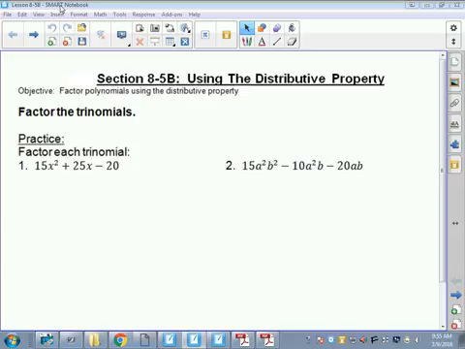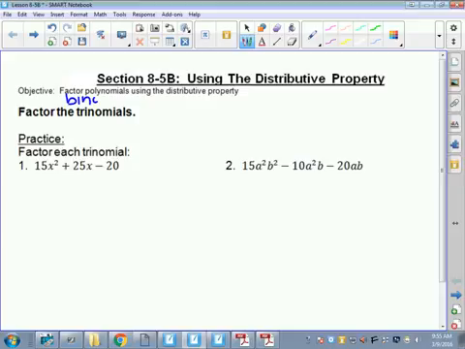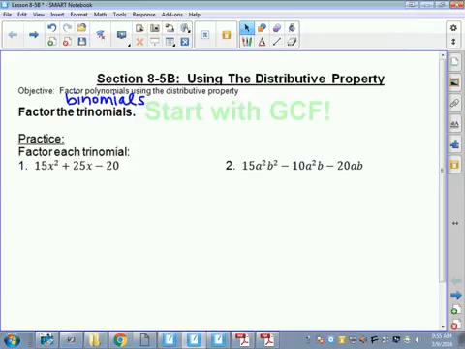A couple examples right here at the top, because notice everything that we did in 8.5a had two terms. We were factoring binomials. Well, we're going to do the same thing for trinomials. At the beginning here, we're still going to find the GCF to begin. Then we can look at what's left as we move through the chapter.